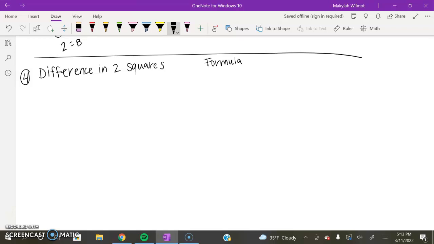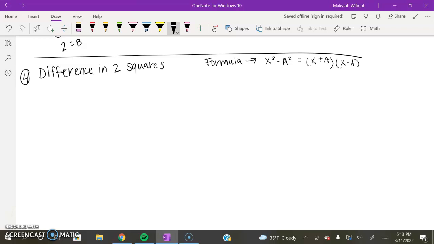So the difference of two squares, your formula is going to look like x squared minus a squared equals x plus a times x minus a. Okay?